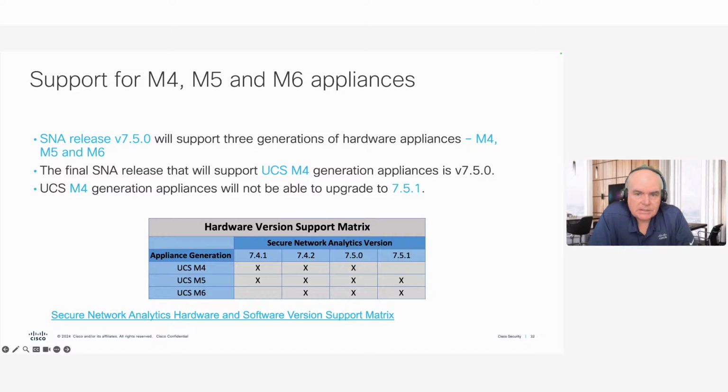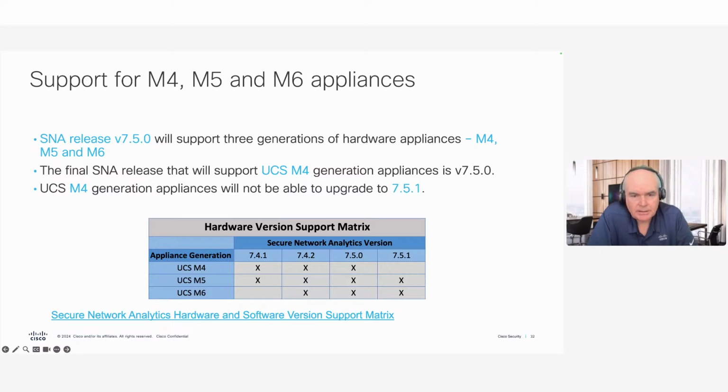So 750 is slated for release, and don't hold me to this, we're probably talking in the summer, late June, July, maybe a little bit later than that. Once that release comes out, which has a lot more improvements than what we've seen here, if you're running it on M4 hardware appliances from us, then you will not be able to upgrade to 751. So just a warning there.